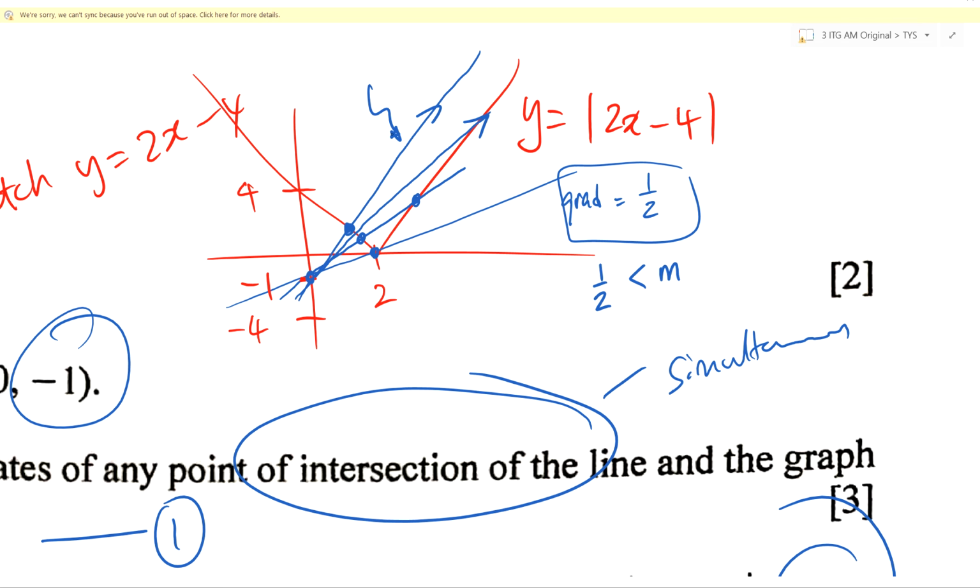This line has a gradient of 2. So if it is a parallel line, this also has a gradient of 2. I cannot have gradient half, I cannot have gradient 2. It must be something in between. So this is the answer. Anything equal to or greater than gradient 2 is going to only intersect at 1 point.